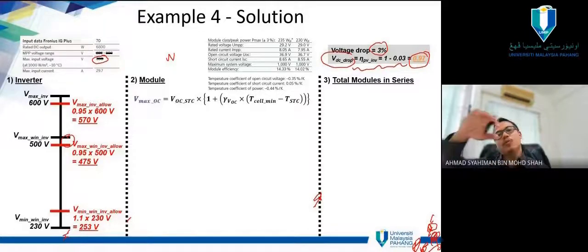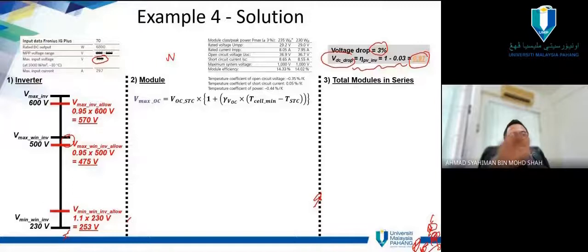Okay, lepas tu we move. Okay, settle lah. Yang ni pun saya rasa ada beberapa markah. Ni boleh pergi 1, 2, 3, mungkin minimum 3, maximum 6 marks maybe, or 3 marks for all the things. Okay, then module. Module, remember we have 3 numbers that we need to calculate. Vmax OC, Vmax MP, and a Vmin MP.